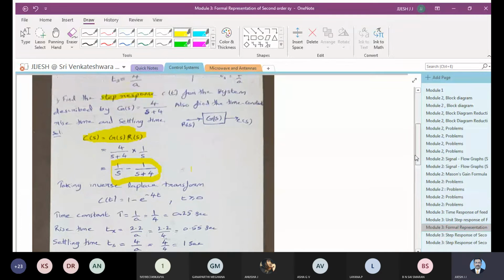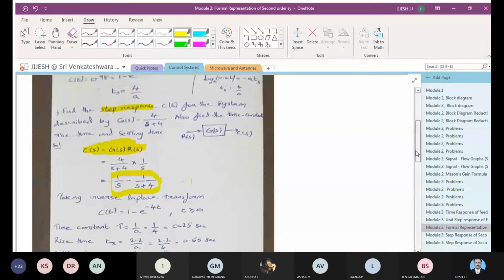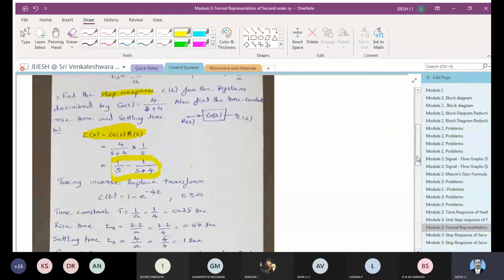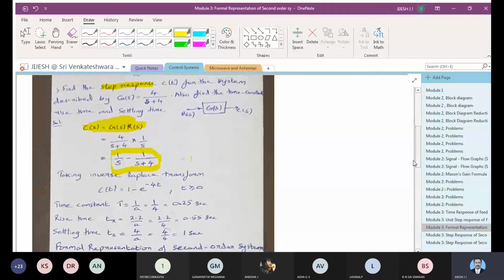So all of you complete this problem. All of you note down this problem. So all of you have completed. Yes, sir. This is what we have.